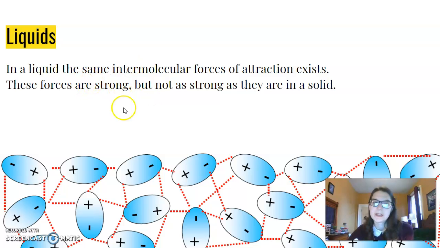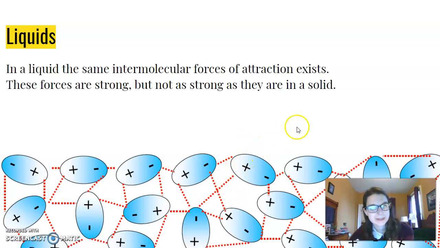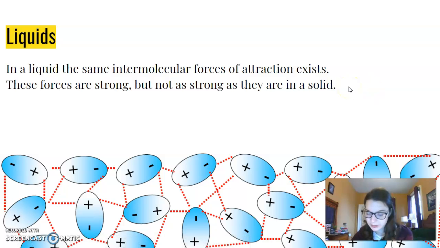In a liquid, the same intermolecular forces of attraction do exist as before, but they're not as strong as they were in the solid phase. So we have kind of longer interactions here. They are weaker than they were in the solid phase, but they still exist. So we still have these dipole-dipole interactions, and we still have the London dispersion forces as well that are present in everything. When we get to the gas phase, ideally there are no intermolecular forces, but in reality there are some that do exist.